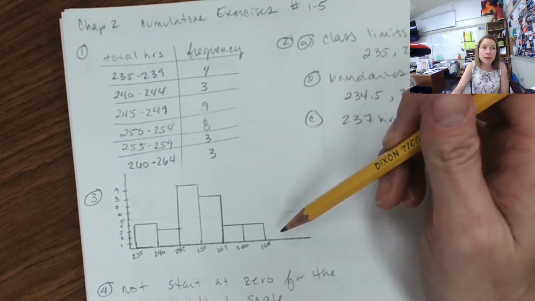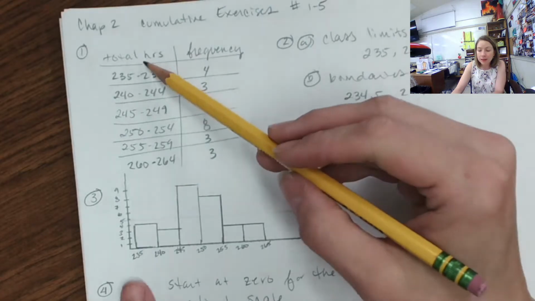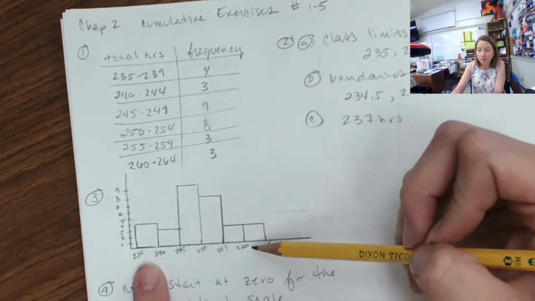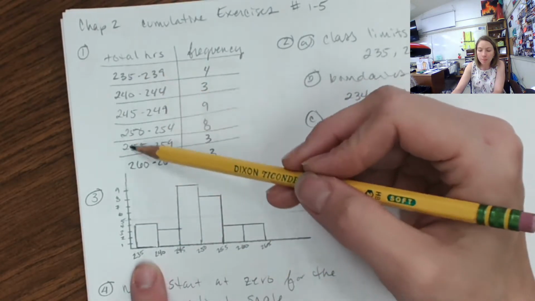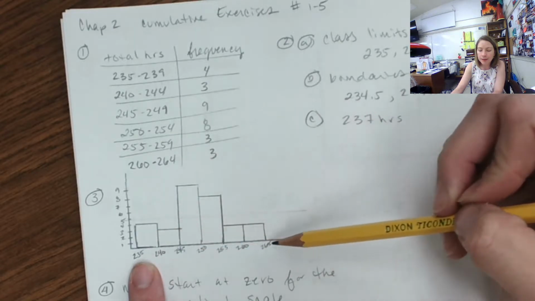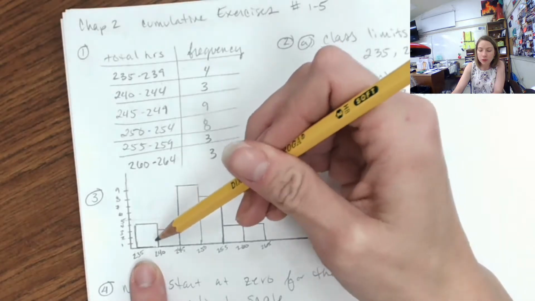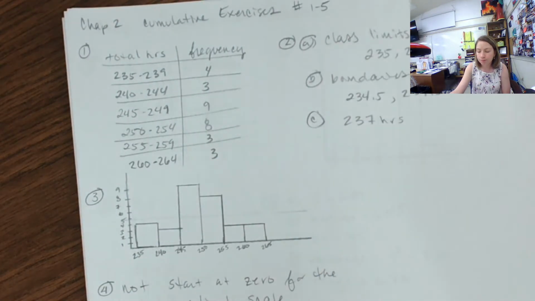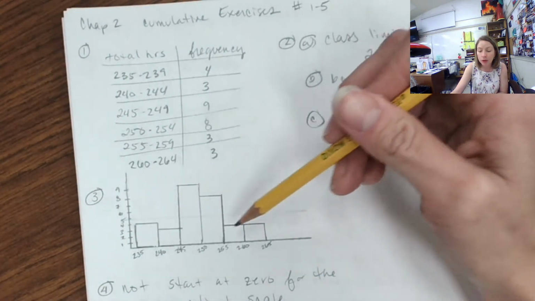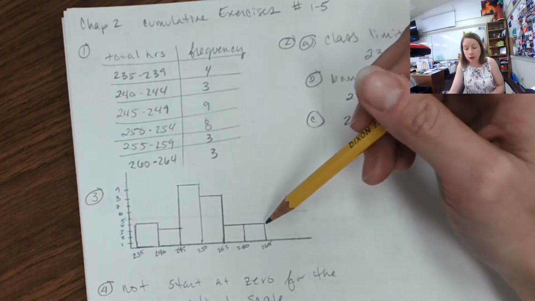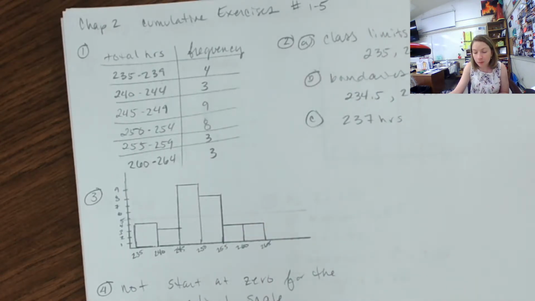Next, they want you to take this and turn it into a histogram, which is pretty easy to do. These become your numbers along the bottom, right? I just listed all of my starting values for each class. And then I used my frequencies to create my bars. Pretty easy. Remember, with a histogram, your bars should be touching, right? There shouldn't be any space in between them.